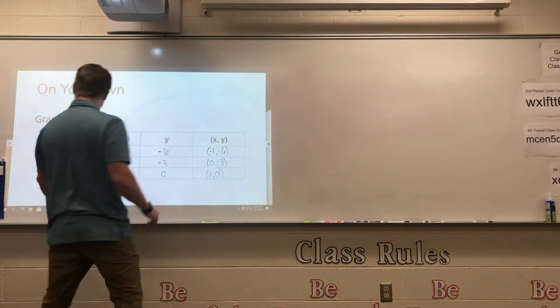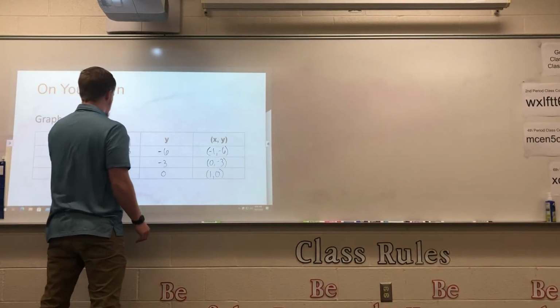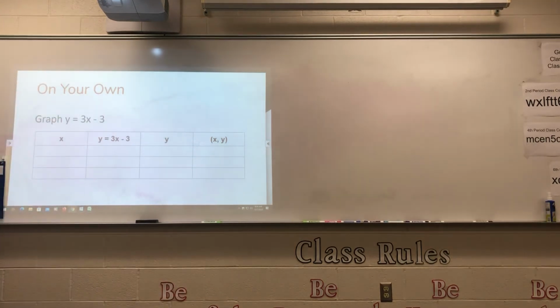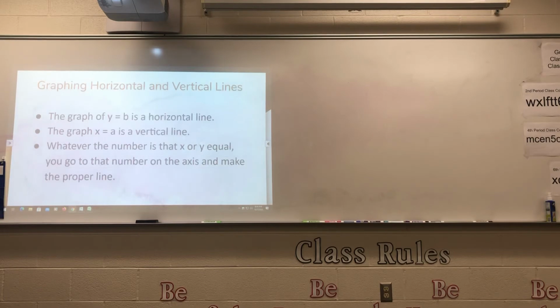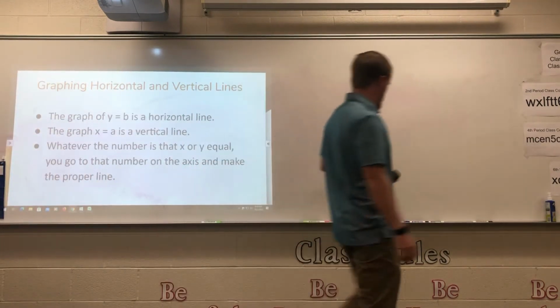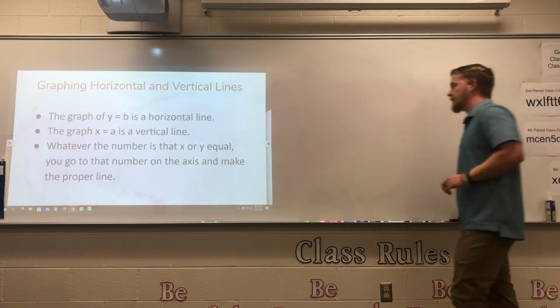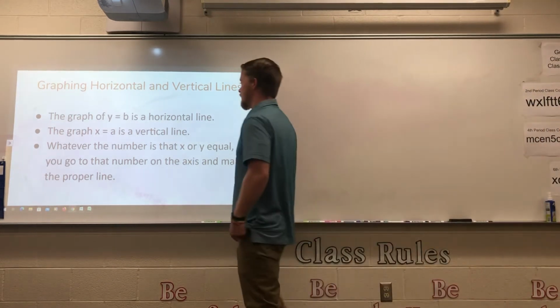Okay, so those are those types of graphs, and then you also have special types of graphs that you actually don't have to work out, but you will be told about these graphs sometimes, so you do need to know how they work. So this is talking about horizontal and vertical lines. So this is very important.